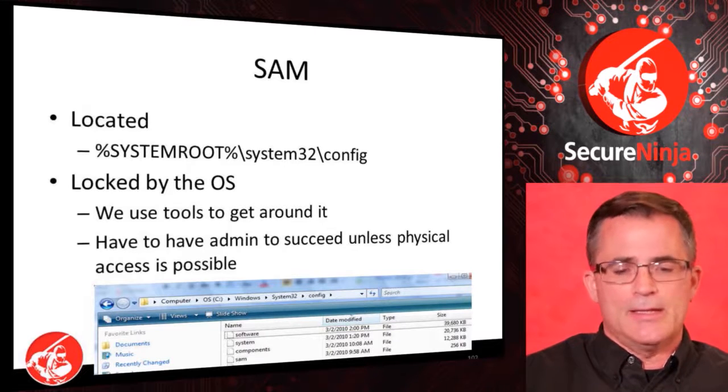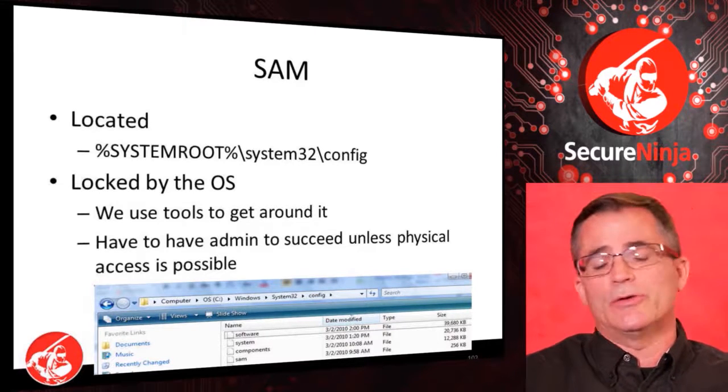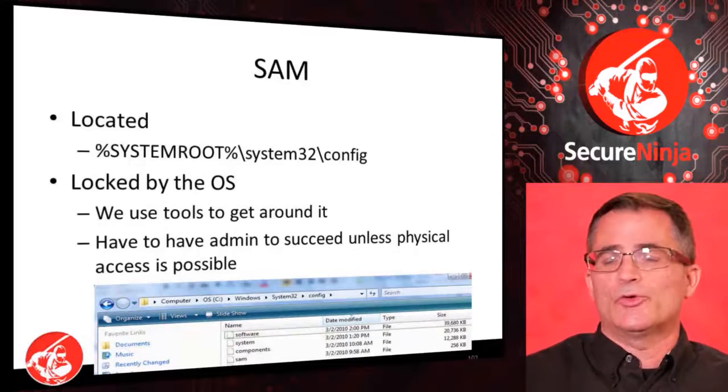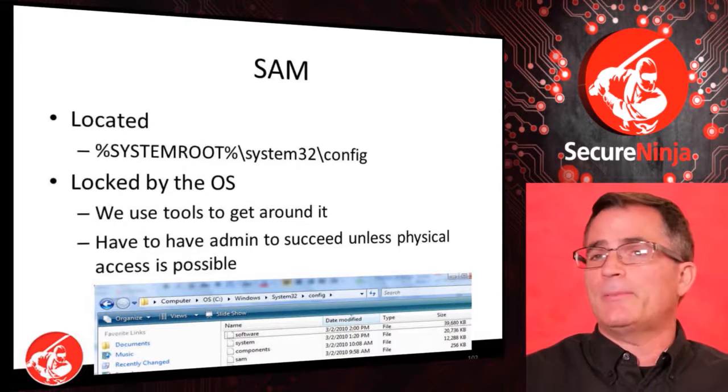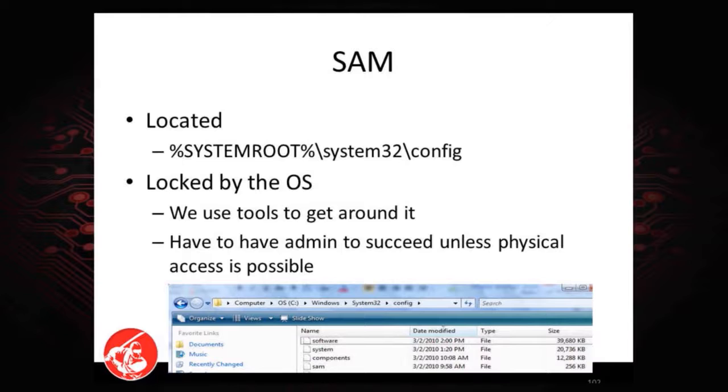So what they did is they locked it, as you see here in the next slide. It's located in system root, System32 config. It's locked by the operating system. But we have tools to get around this lock. We have to have admin to succeed unless physical access is possible. If physical access is possible, we just boot from a device and overwrite the password.